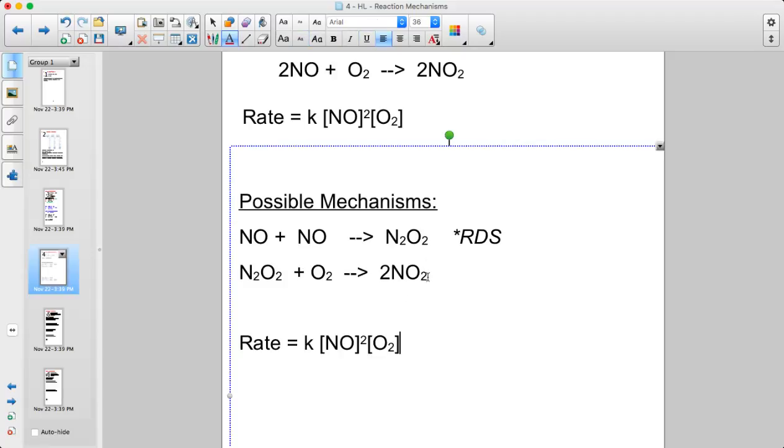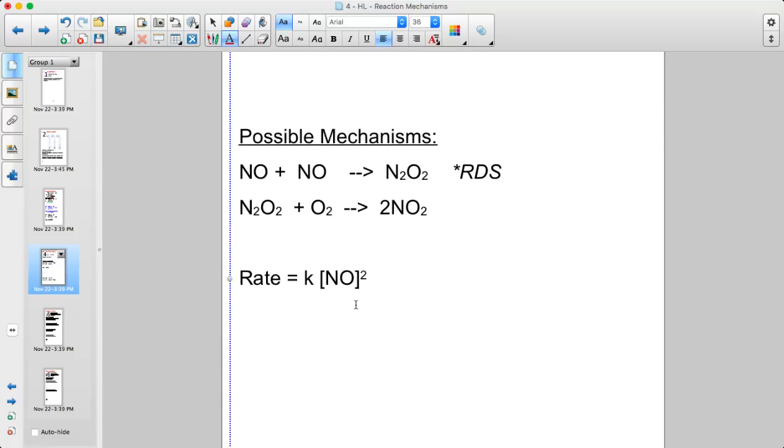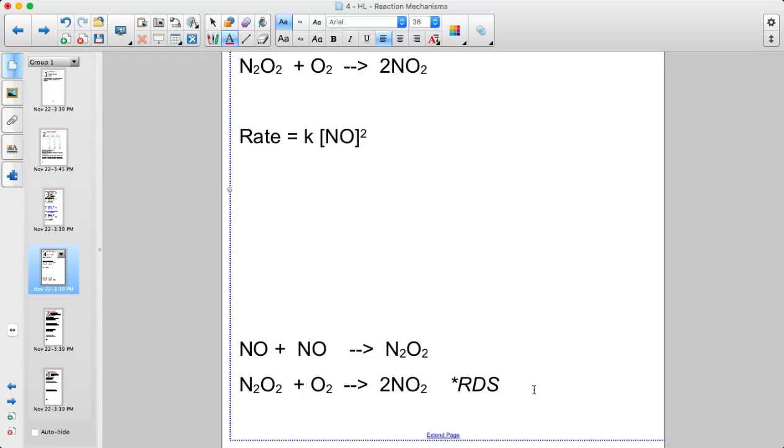I hope you had a chance to check now. So if this first step is the rate determining step, then this would be the rate equation, because the rate would only depend on NO and NO. It would depend on NO's concentration twice, because it's involved twice in the rate determining step, which would explain why it's second order. However, there'd be no oxygen in the rate equation because oxygen comes after that. So oxygen wouldn't affect the rate. So we know that this one can't be right, because oxygen is apparently involved in the rate.